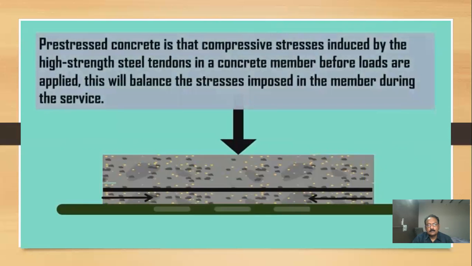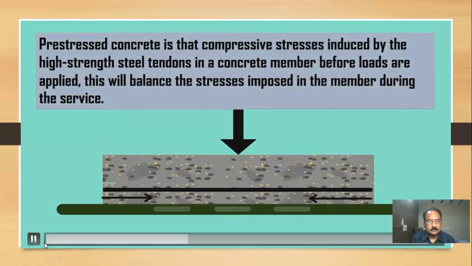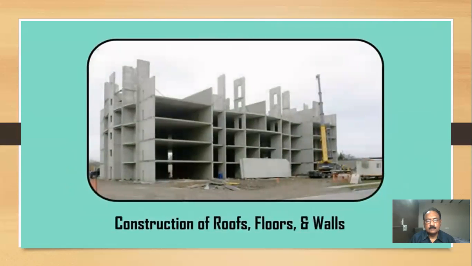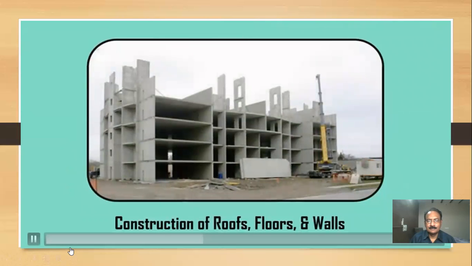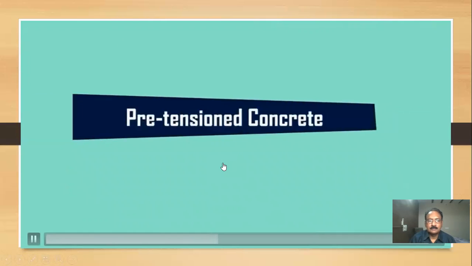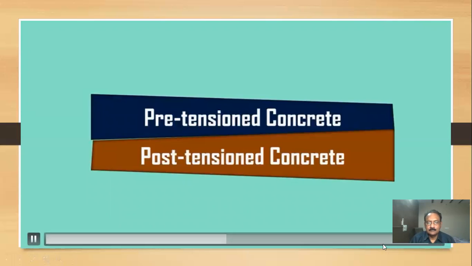The principle behind pre-stressed concrete is that compressive stresses are induced by high-strength steel tendons in a concrete member before loads are applied. This will balance the stresses imposed on the member during service. Pre-stressed concrete can be used for the construction of roofs, floors, walls, and bridges with longer unsupported spans. Pre-stressing is generally done by two methods: pre-tensioned concrete and post-tensioned concrete.